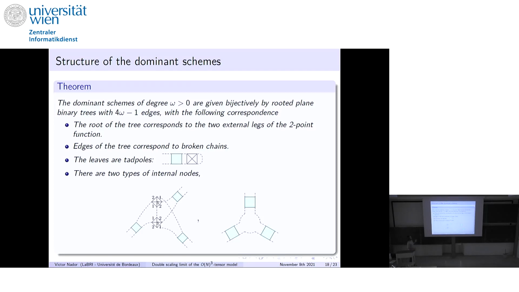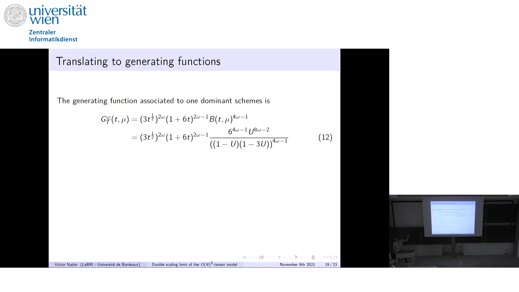So they are in bijection with trees, where the root of the tree corresponds to the root of our diagram, so the two open edges of the two-point function. Edges of the tree will correspond to broken chains, leaves to tadpoles, and I will have these two types of internal nodes. So again, I have this combinatorial theorem that I can easily translate into an equation. So the 3t 1/2 is the contribution of the leaves. The 1 plus 6t is the contribution of the internal nodes. And the last fraction is the contribution of the edges.